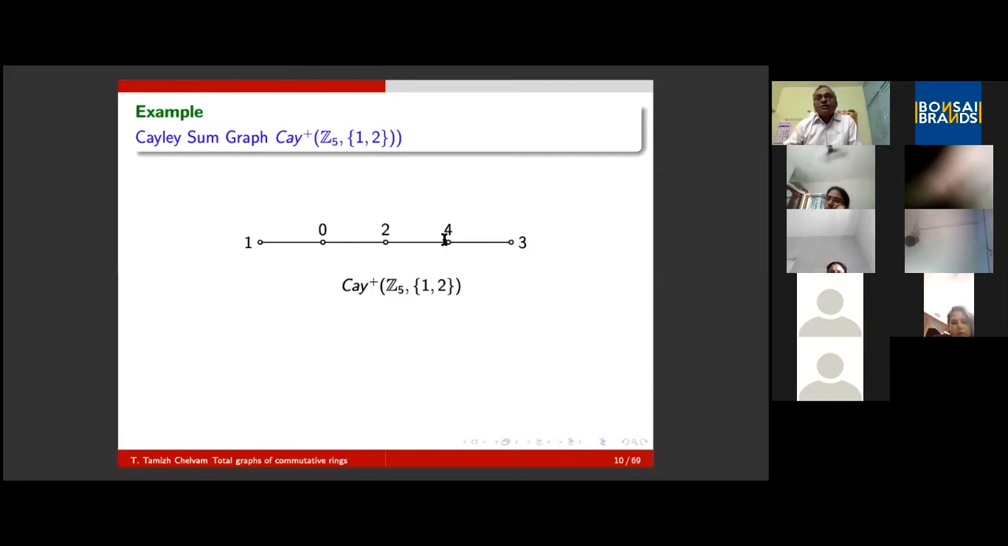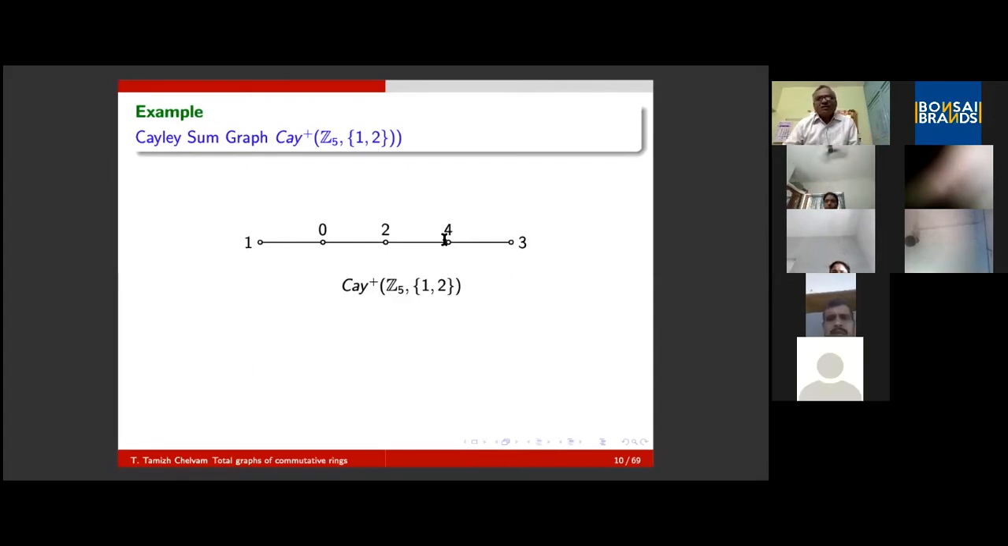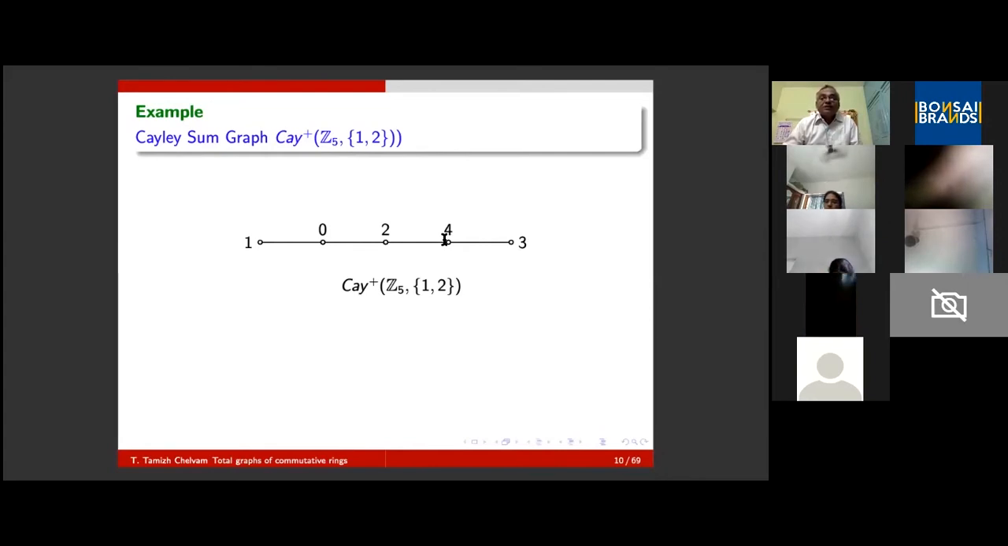Of course, in the literature, Cayley sum graphs are a little bit studied compared to Cayley graphs. In my exposure, only about 5 or 6 papers have appeared on Cayley sum graphs so far. So please note why I have emphasized the Cayley graph and the Cayley sum graph: here the adjacency is with respect to addition in the commutative ring.